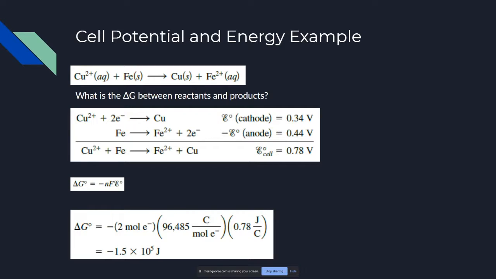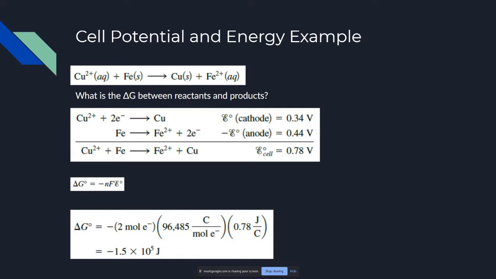And then this is an example of how the previous equation works. You have this equation up here, the copper ion plus iron, giving solid copper and the iron ion. Then you have the potentials at the cathode and the anode, and combining them you get the cell potential. Then you can find the difference in free energy with this equation.